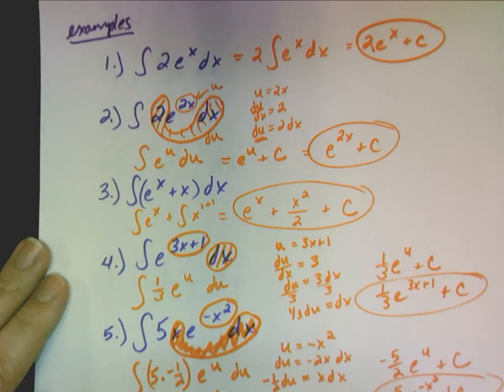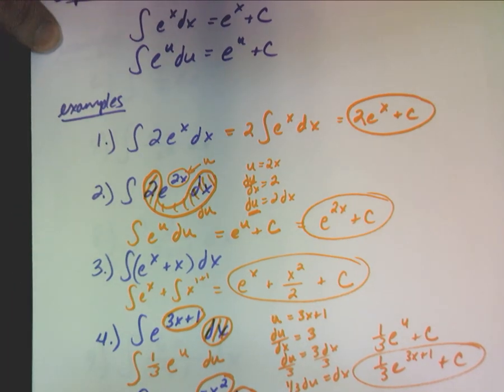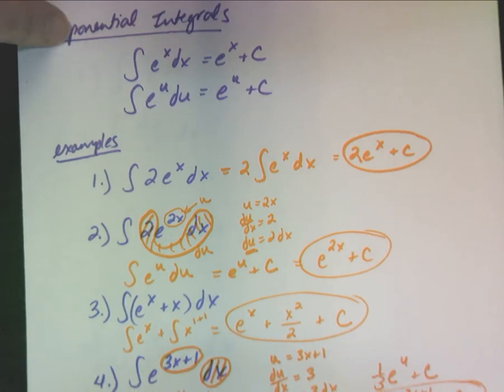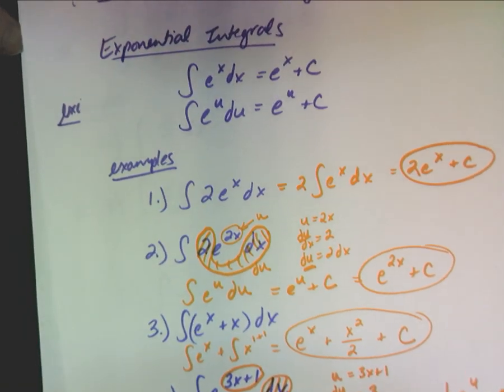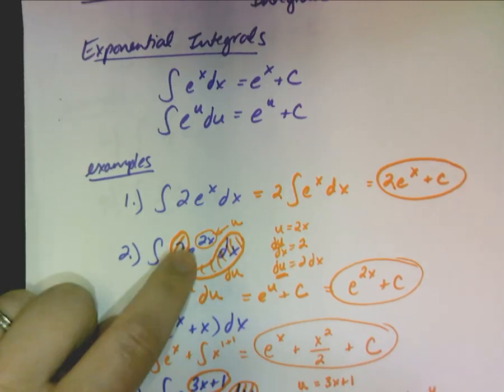Okay, so that's the e's. Pretty simple, I think. It's kind of like the derivative. You just write it again, but you put plus c. Make sure you find that derivative inside.